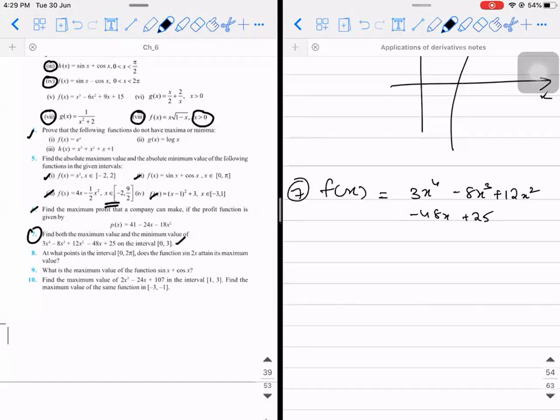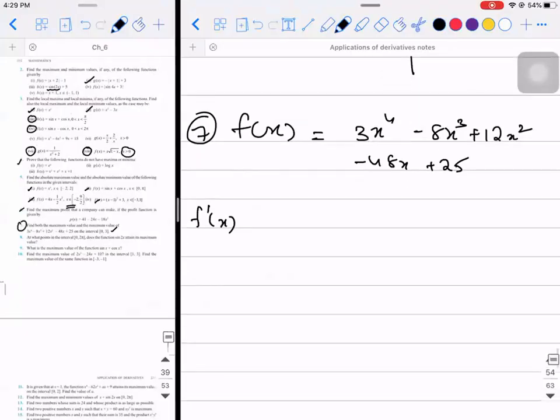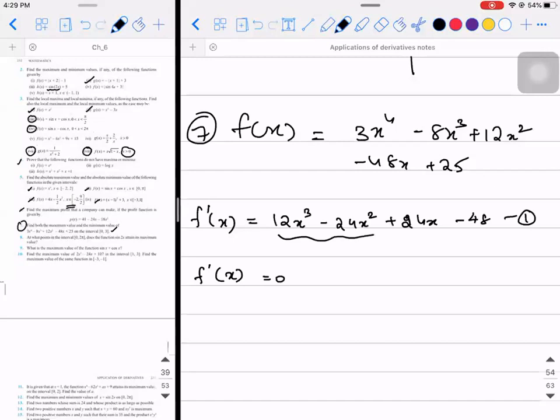Be very careful. So f dash of x, what is it? 12x cube minus 24x square plus 24x minus 48. So f dash of x equal to 0. Okay, let this be equation number 1. Again, one common mistake people make is this: 12 is common, so they take 12 out and treat that as f dash of x for f double dash of x. That will give you a wrong answer.